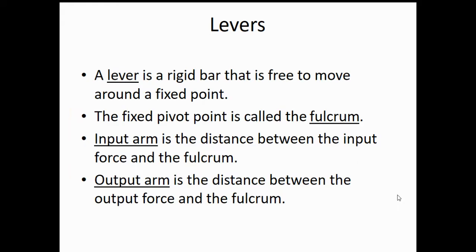A lever is going to be a rigid bar that is free to move around a fixed point. The fixed pivot point is called the fulcrum. Now, when you look at a lever, you have the fixed rigid bar, you have the fulcrum, and then you have the input arm and the output arm. The input arm is just going to be the distance between the input force and the fulcrum. The output arm is the distance between the output force and the fulcrum.